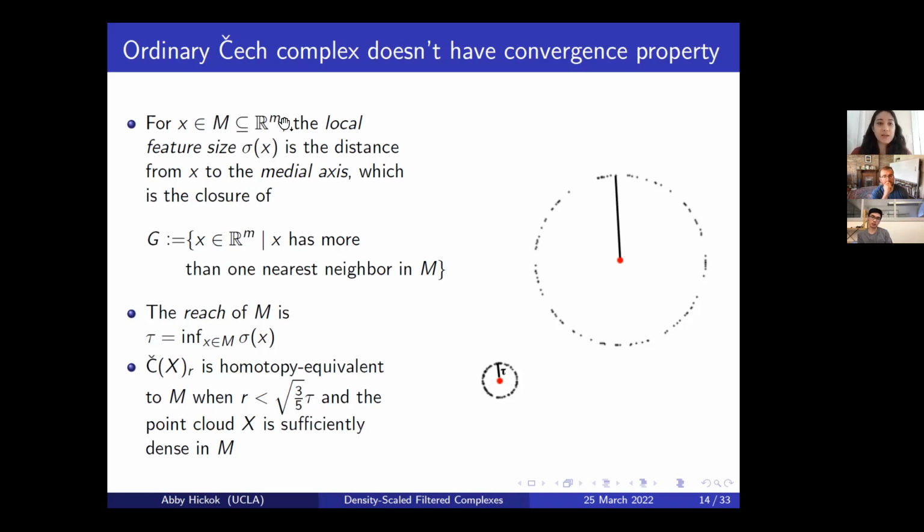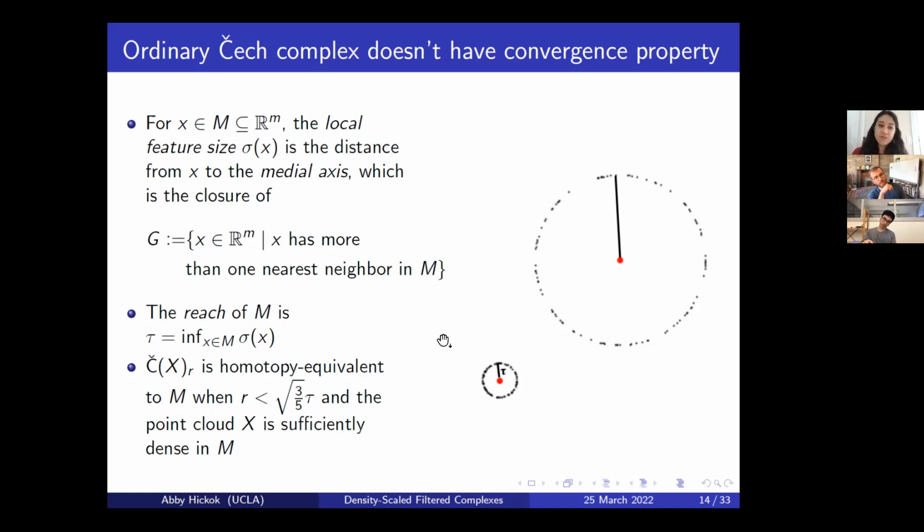So at any point in the manifold, we can talk about the local feature size at a point. This is its distance to the medial axis, which is the closure of points in the ambient space that have more than one nearest neighbor in the manifold. So in our example from the beginning, the centers of the circles would be part of the medial axis, and the local feature size at a point would be the radius of the circle it's on. And then the reach of a manifold is just the infimum of the local feature sizes.